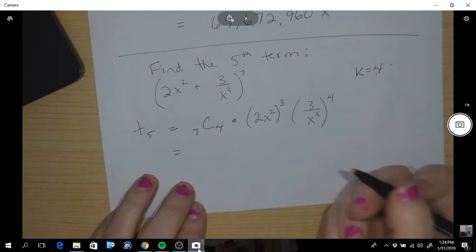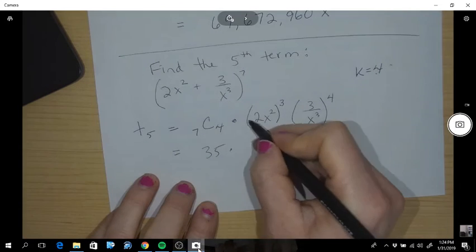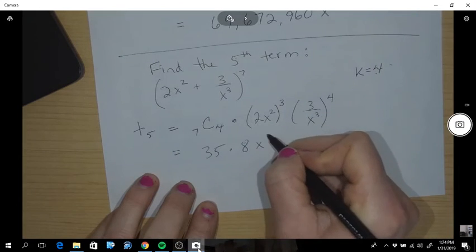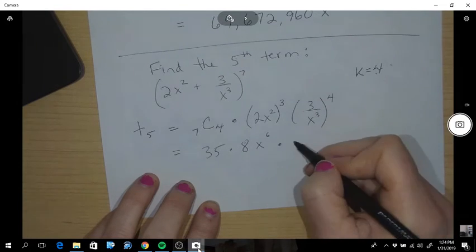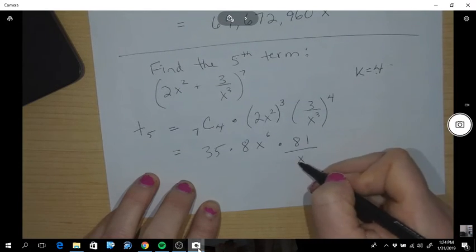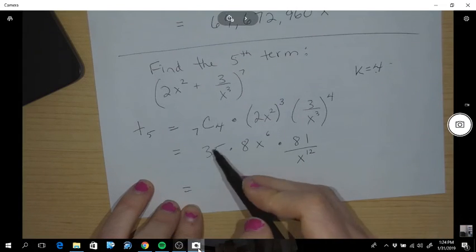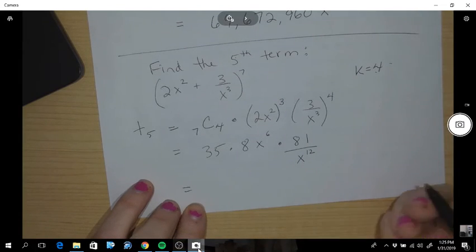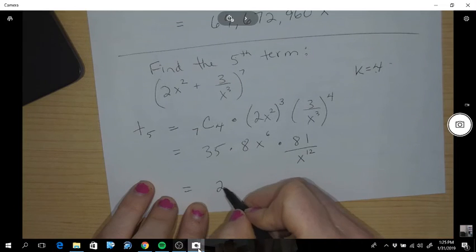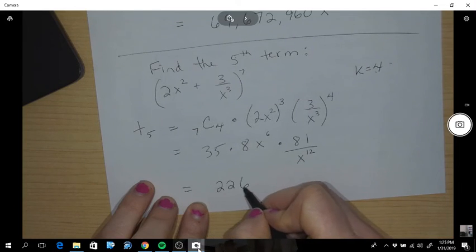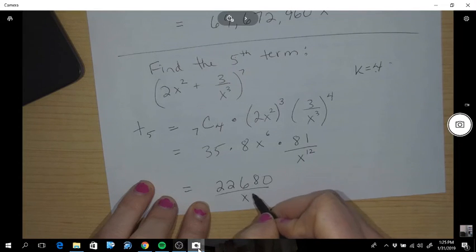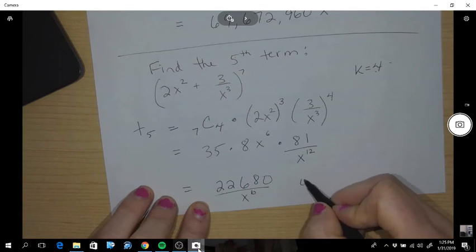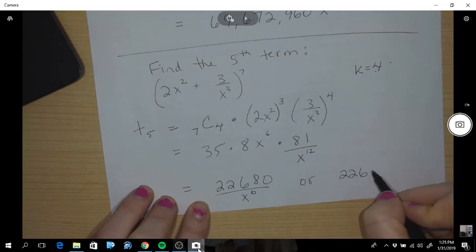So 7 choose 4 is 35, 2 cubed is 8, that's x to the 6th, 3 to the 4th is 81 over x to the 12th. 35 times 8 times 81 is 22,680 over x to the 6th, or you could have written it with x to the negative 6, like that.